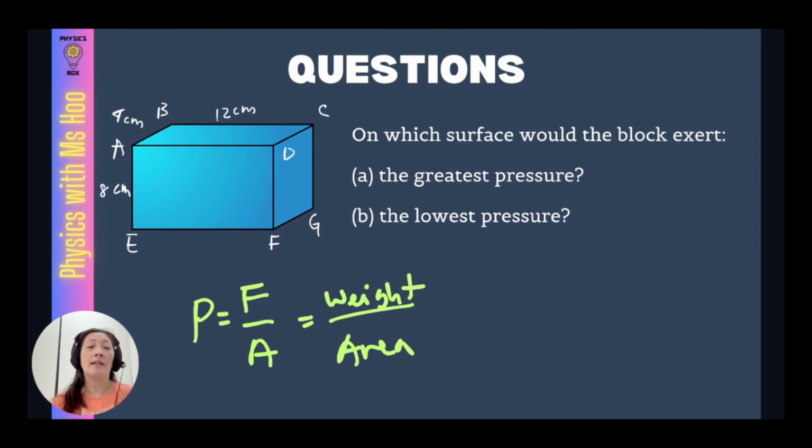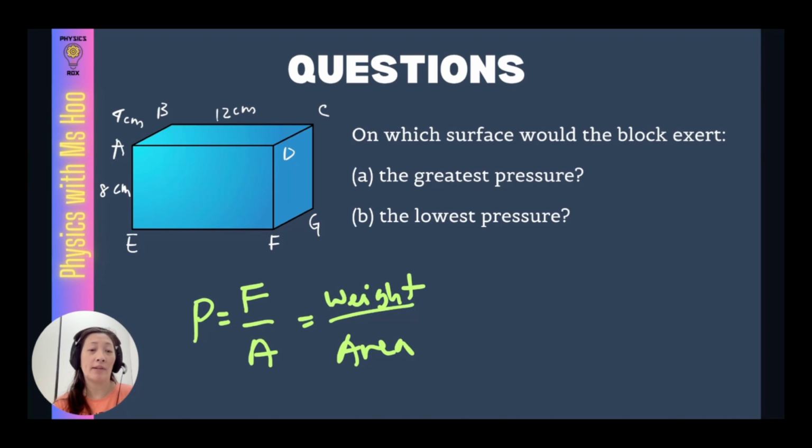Now, the block is able to exert different amounts of pressure depending on which surface it's lying on. So, for example, if we have a block like this, the block could be resting on this surface, this way, or this way. Whichever surface it rests on, it would exert the same weight because the weight of the block is the same regardless of how you position it. So, based on this formula, if the weight is the same, to exert the greatest pressure, the area needs to be the smallest.